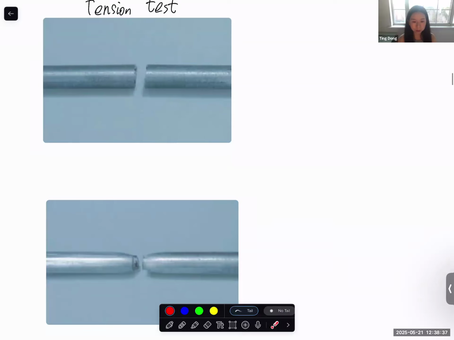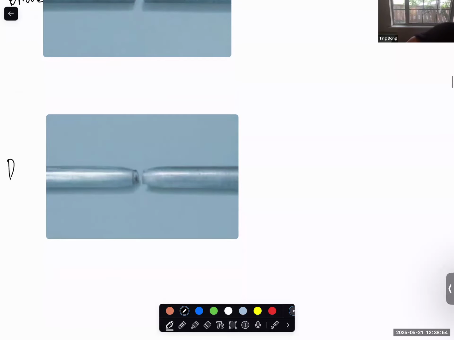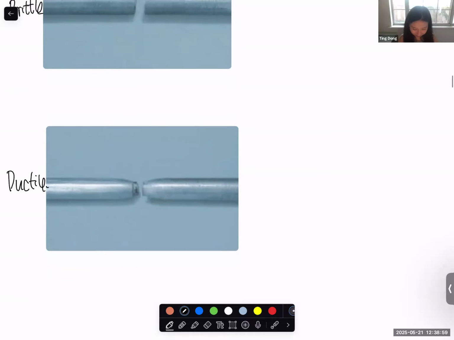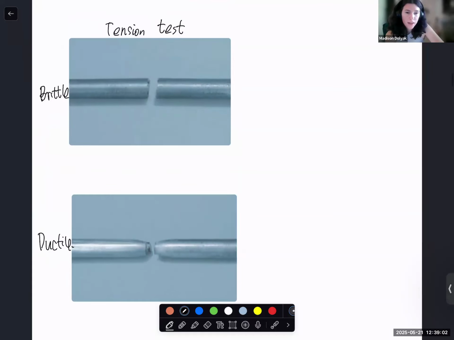Which one is brittle? Which one is ductile? The top one is brittle and the bottom one is more ductile. Yes, thank you. So for a tensile test, this one should be the brittle material, and this one should be the ductile material. Can you explain why? It has to do with the cracking on the top one. It's more uniform, and so it looks like it broke cleanly. And the bottom one, the material was stretched before it finally broke.